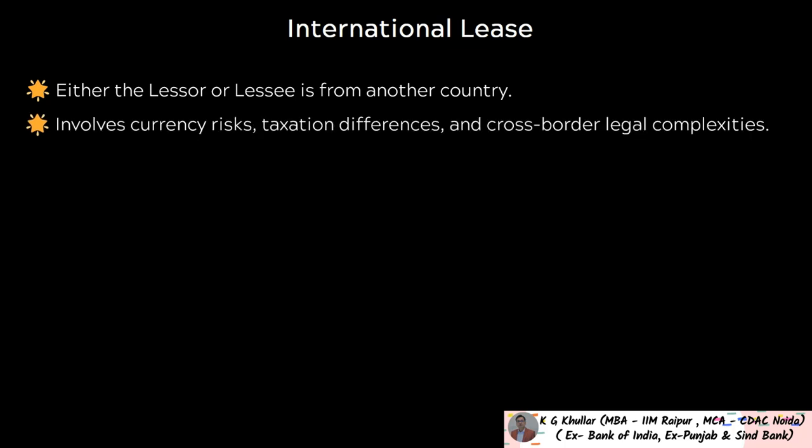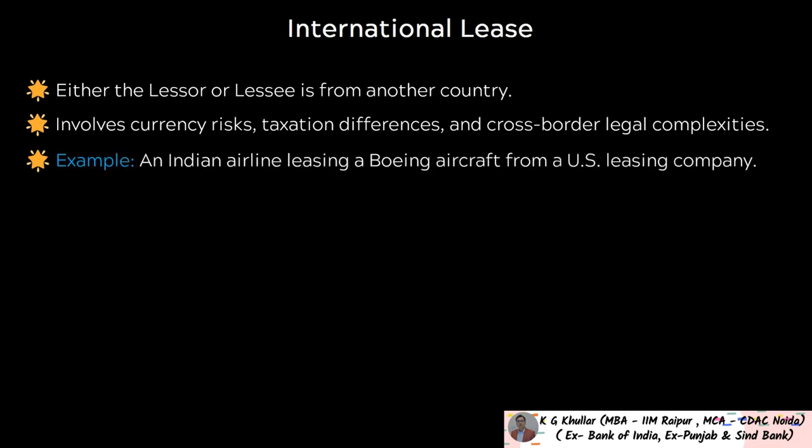The next is international lease. As you can guess, here either the lessor or lessee is from another country. This type of lease involves currency risk, taxation differences and cross-border legal complexities. An example can be an Indian airline leasing a Boeing aircraft from a US leasing company.